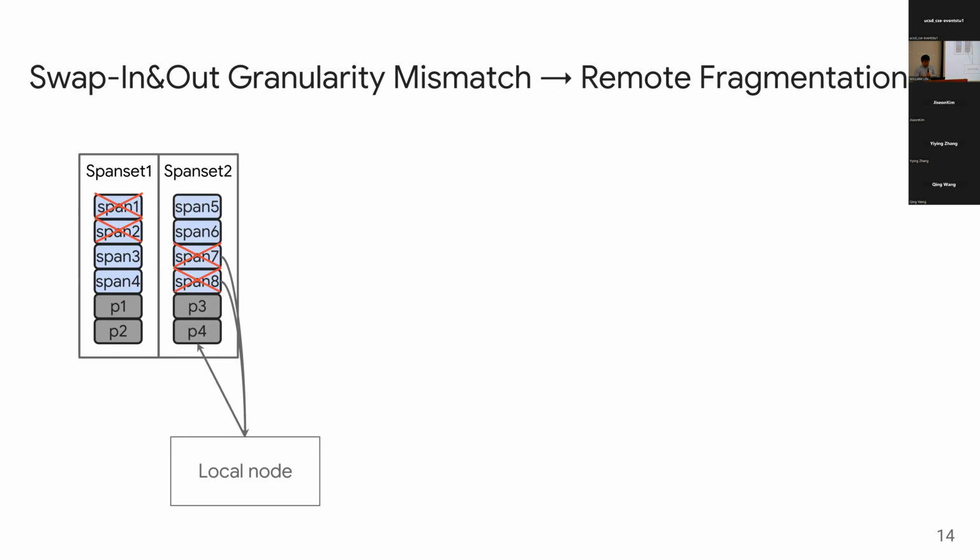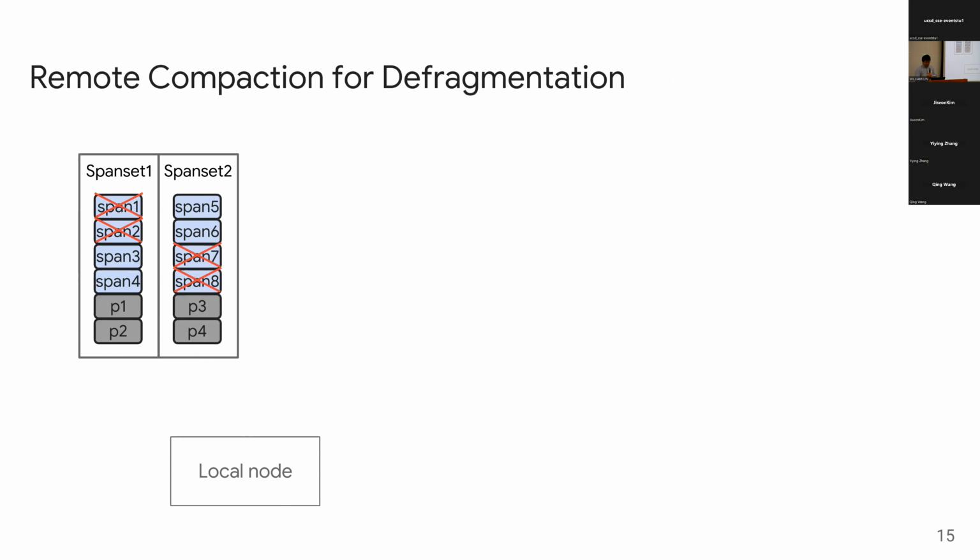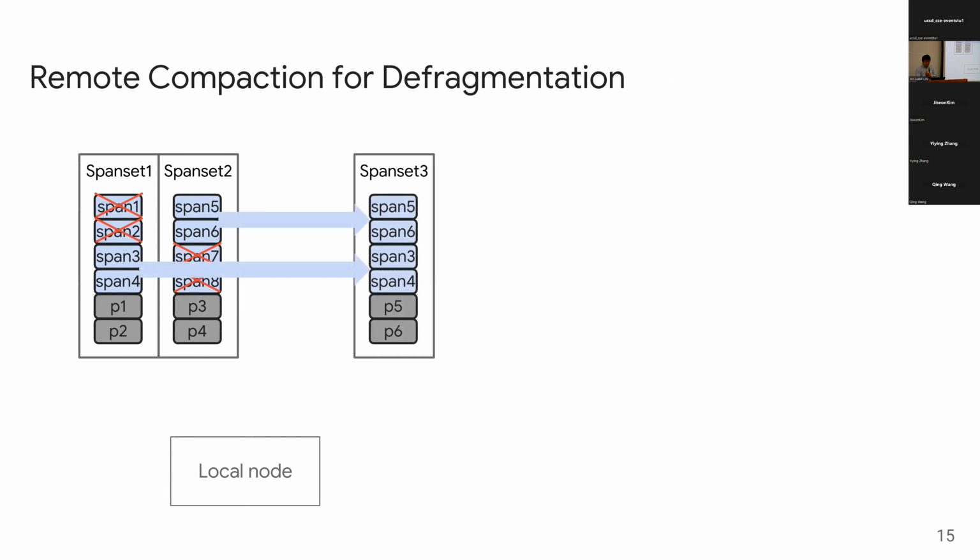These invalid holes would persist and cause far memory fragmentation because in future swap outs, EC batch will always write out new span sets. To handle this, EC batch runs remote compaction. In the same example, the remote compaction merges the remaining spans in span set 1 and 2 into a new span set 3 with new parity data, P5 and P6 in this case. This also creates a bunch of free space from the holes in span set 1 and 2, which can be used for later span set swap outs.